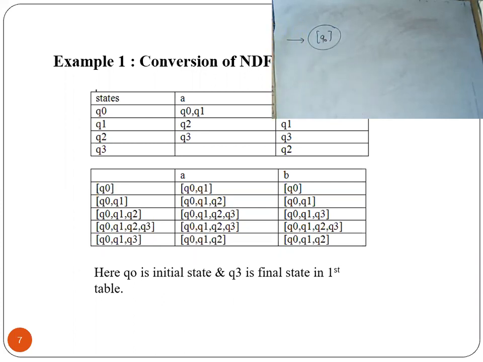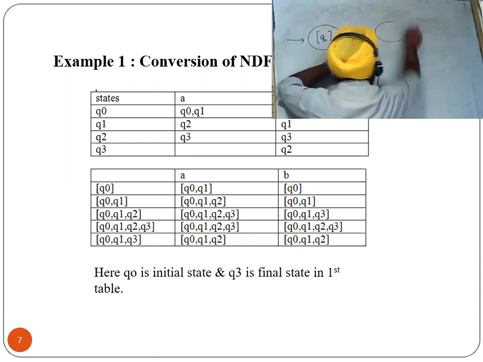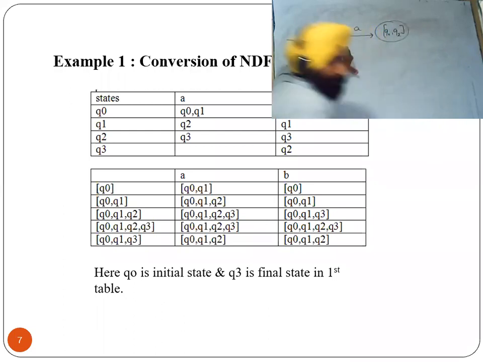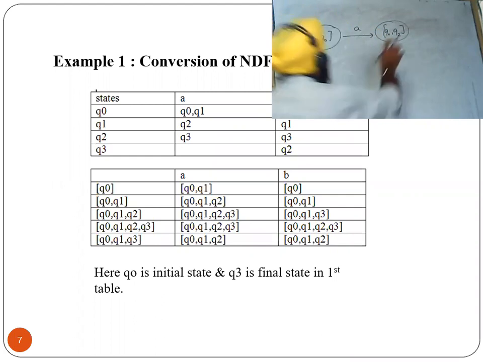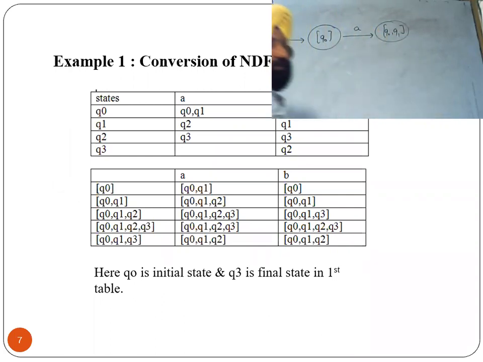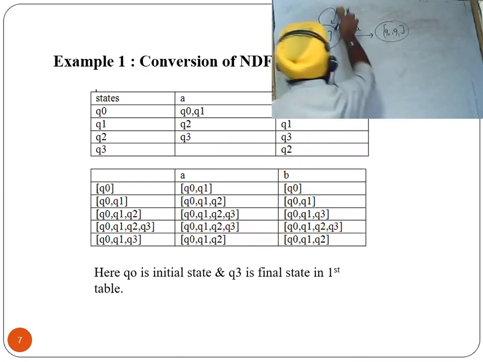one state. So Q0 upon the processing of A will take you to Q0, Q1. The first entry is Q0, Q1. Second entry is Q0 upon the processing of B, a loop will be there.